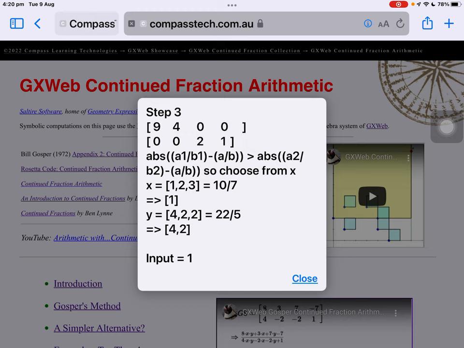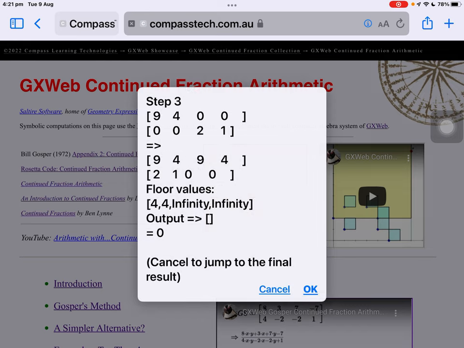Next time round, both our B and B2 terms are non-zero. So we go to the next test. Look at the absolute value of the differences between A1 over B1 and so on. And in this case, A1 over B1 minus A over B is greater than A2 over B2 minus A over B, so we're going to choose from X. Our first term of the continued fraction for X is 1, so this time we're going to input a 1. And that produces a new matrix. Floor values 4, 4, infinity, infinity. We're getting closer. We keep going.